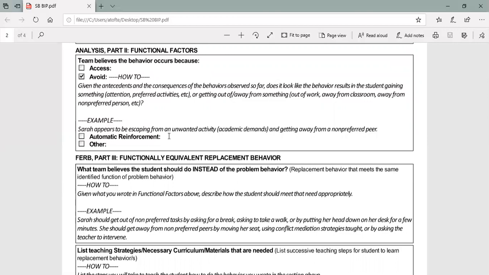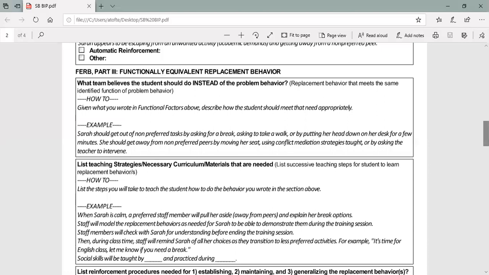Other, I have not checked other. I find the other three to pretty much encompass all the functions of behaviors. But if you find other useful and you run into a situation where you don't find the other three really apply, then other is there. You would just explain why you check that and what that means.